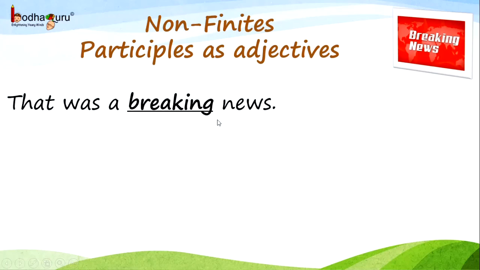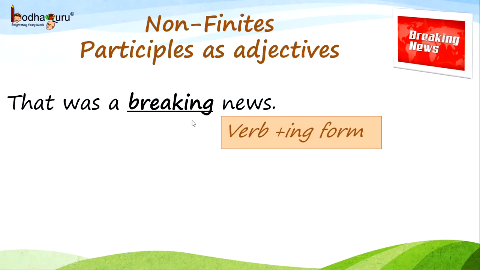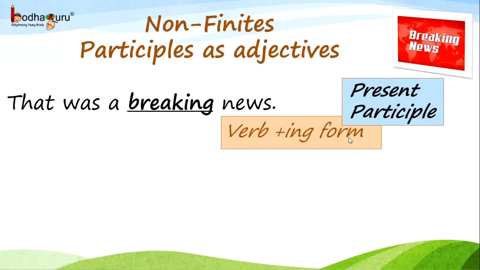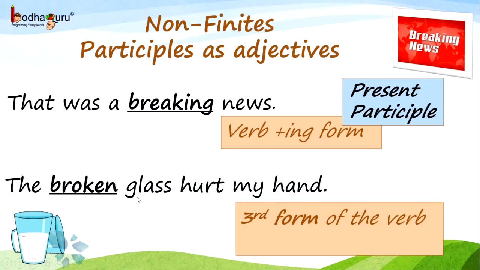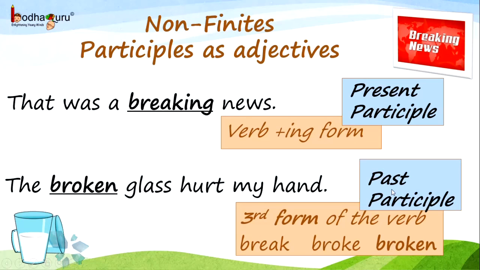That was a breaking news. Now here breaking is the ing form of the verb break and it is a present participle. The broken glass hurt my hand. In this case, broken is the third form of the verb. Remember, break, broke, broken. And in this case, it is a past participle.